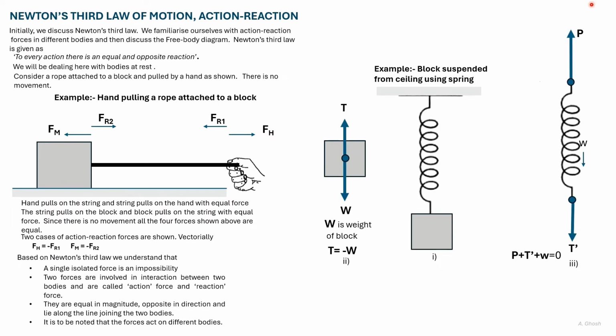We now consider a second example. This is a block suspended using a spring from a ceiling. There are four action-reaction pairs involved here. So the spring is pulling the ceiling, and the ceiling is pulling the spring.